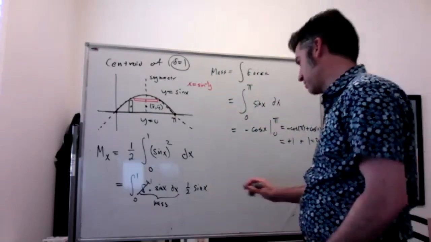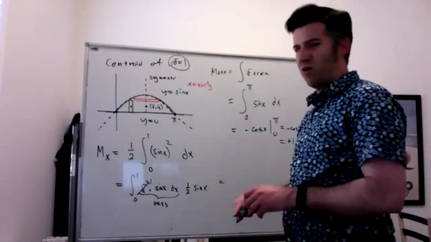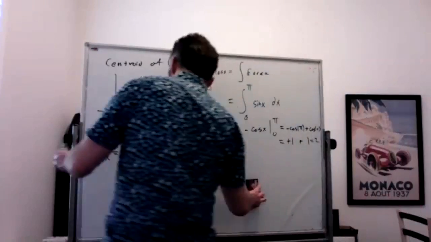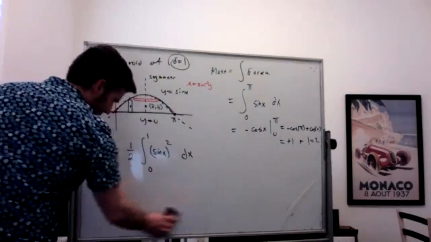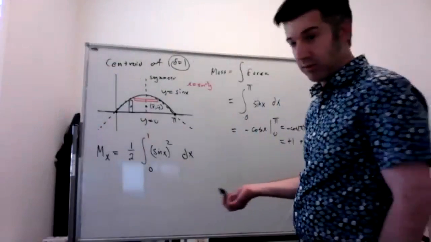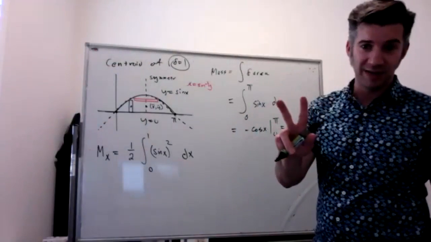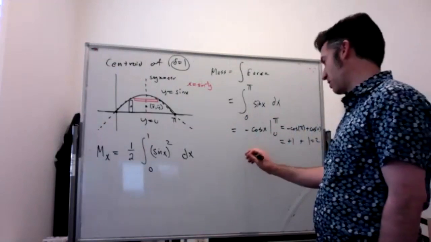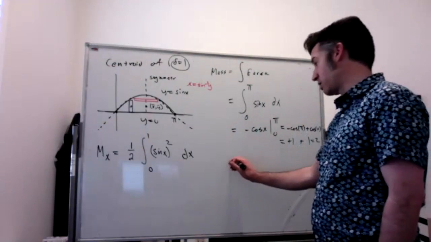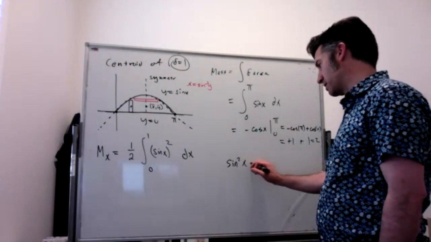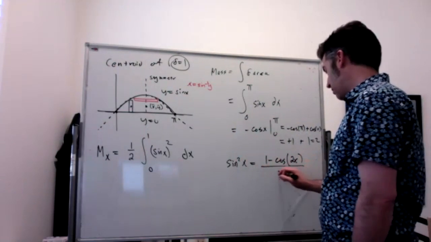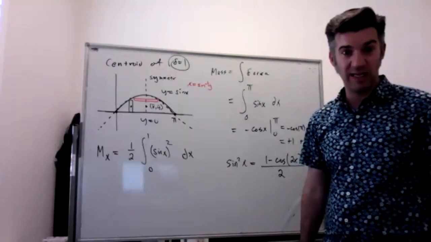We've got to integrate 1/2 sine squared. Oh, how do you integrate sine squared? Well, there's a really silly way of doing it where people use integration by parts, which is not what you should do. There is an identity for sine squared. There's two identities for sine squared. One of the identities is that sine squared x equals 1 minus cosine squared x. It's not the identity we're going to use. The identity we're going to use is that sine squared x is equal to 1 minus cosine of 2x divided by 2. That's the identity we need to use here.